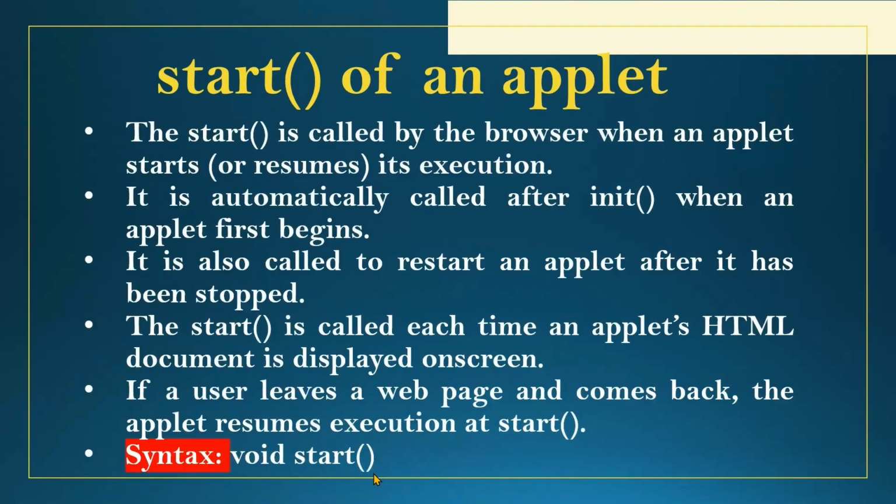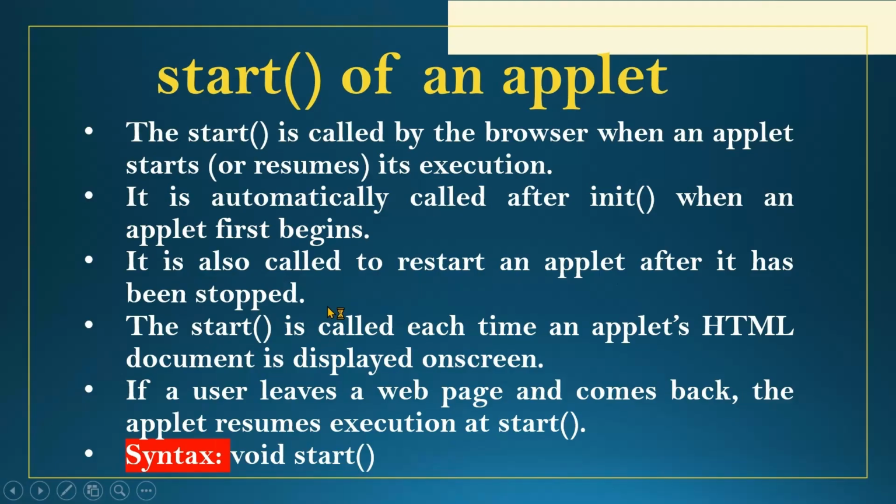Start method of an applet. Now the start method is called by the browser when an applet starts its execution. Whenever we call an applet program, it starts with the init method, and the init method is going to call the start method, where your actual execution is going to start. So it is automatically called after the init method when the applet first begins. Here we don't call the start method externally, it is called automatically. Then it is also called to restart an applet after it has been stopped.